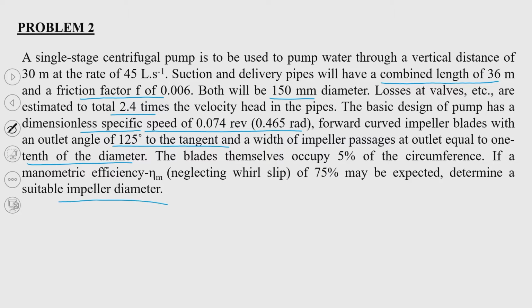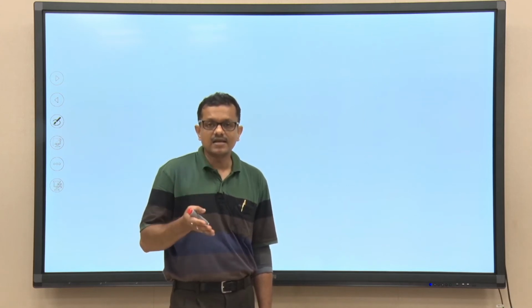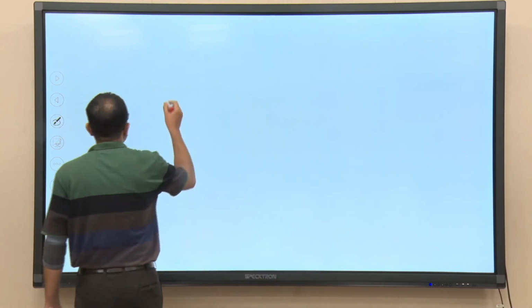If we go to solve this problem, as I told you in the beginning, it is advisable to draw the velocity triangles, which will help us understand the velocity components, blade angle and the flow velocity. So if we quickly draw the pump impeller, we will now be solving the problem.